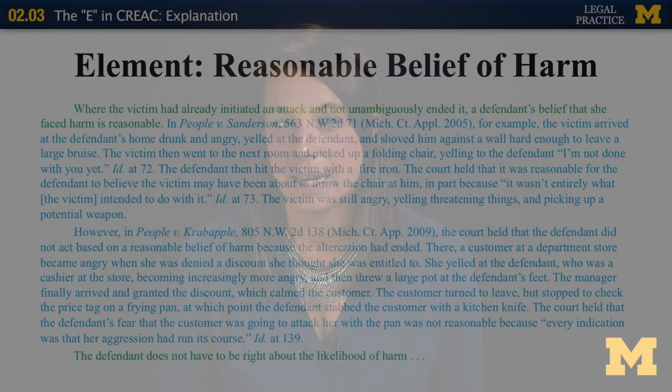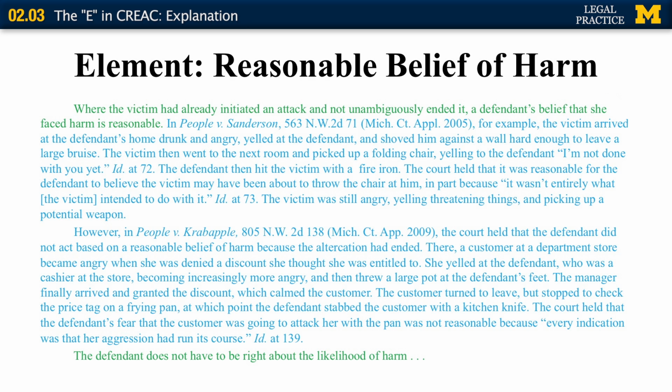You may be wondering where all of this fits in a larger CREAC for the element. So here's what it would look like. Now, remember, we're assuming that this is just one of the rules that I'm explaining for the reasonable belief of harm element, and that I've already stated a conclusion and probably stated and explained some other rules. So then I have this rule that starts up here.